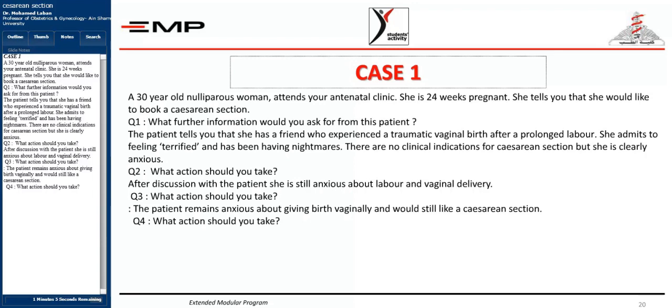After discussion with the patient, she is still anxious about labor and vaginal delivery. Q3. What action should you take? The patient remains anxious about giving birth vaginally and would still like a cesarean section. Q4. What action should you take?